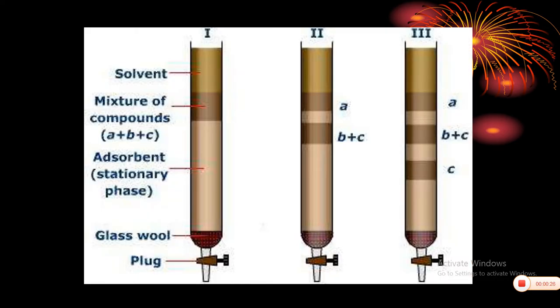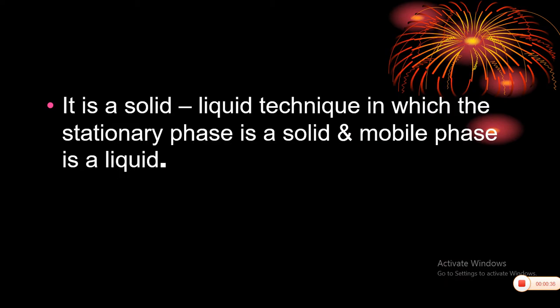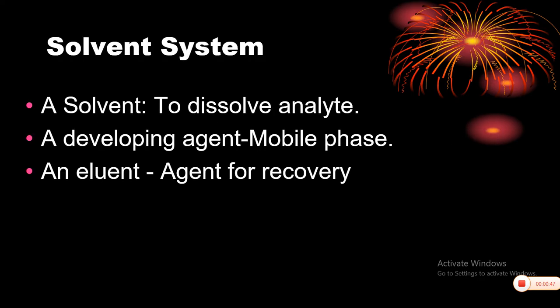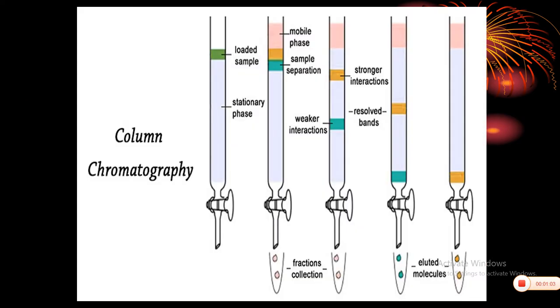So, this is the general figure which shows the experimental setup and the process which is observed in column chromatography. Column chromatography is a solid liquid technique in which the stationary phase is a solid and mobile phase is liquid. This we have seen in earlier lecture. The solvent system used is used for three purposes. The solvent is used to dissolve the analyte, it is used for developing, and it is used for removal, that is in the form of elution.